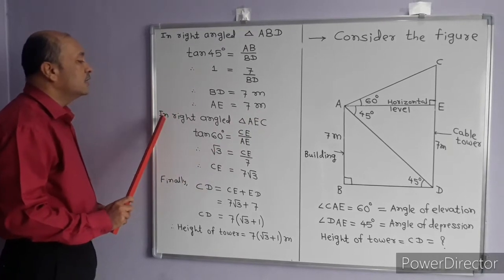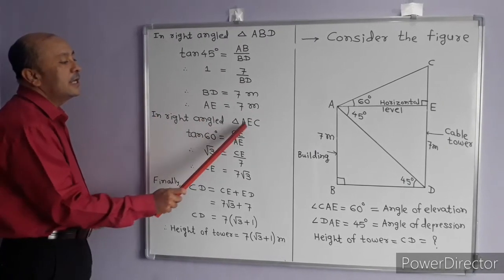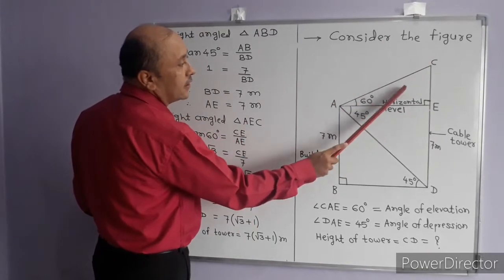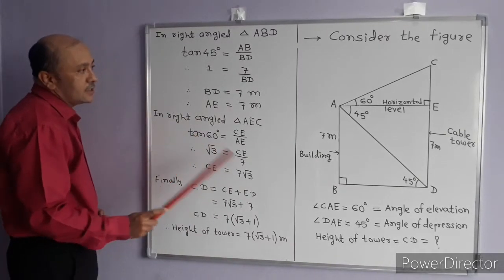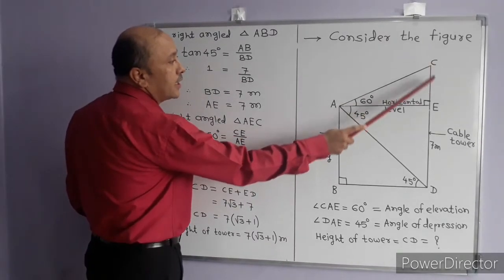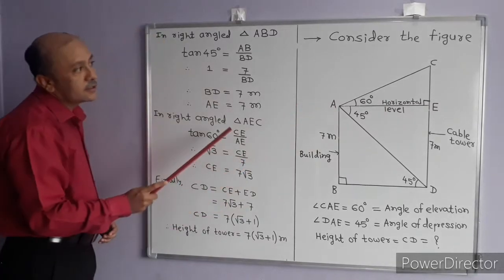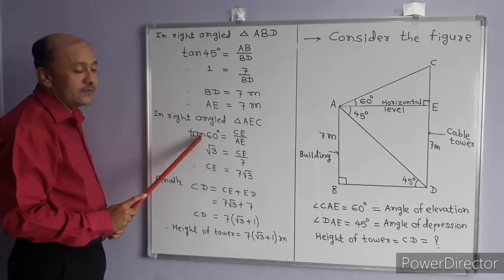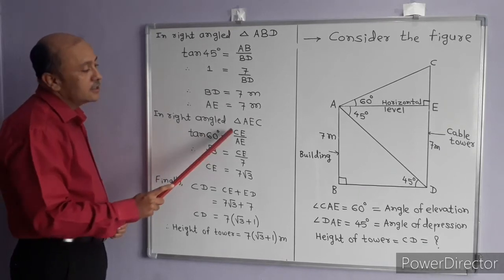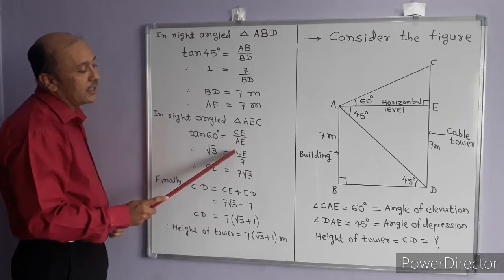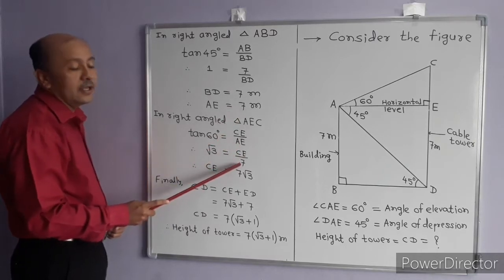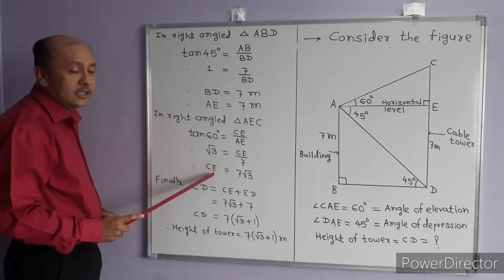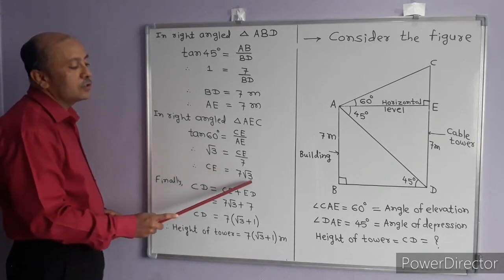Then we'll consider another triangle, right angle triangle AEC. Look here, another right angle triangle. So tan 60 is opposite side upon adjacent side, that is CE upon AE. Tan 60 from the table is root 3. Then CE we are going to find out, and AE is 7 as we have already calculated. So from this do the cross multiplication and we get CE is equal to 7 root 3.